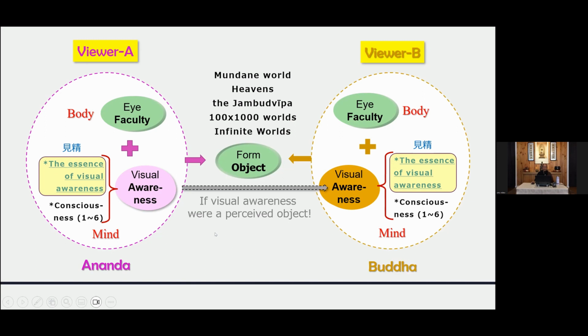Right now, the question is, can viewer A see viewer B's visual awareness if the visual awareness is the object? Of course, we say, of course not, right? But the problem right now is there are two conditions.